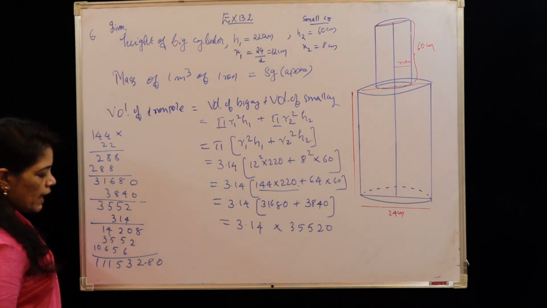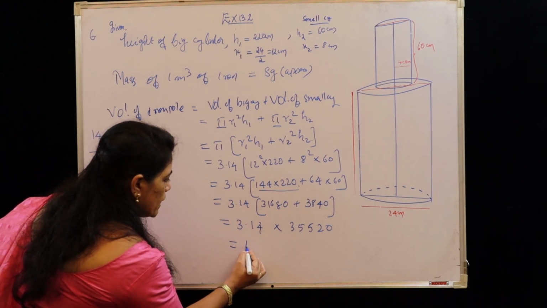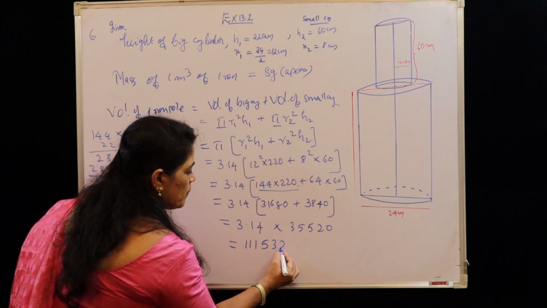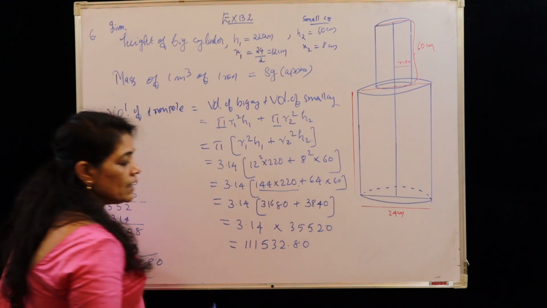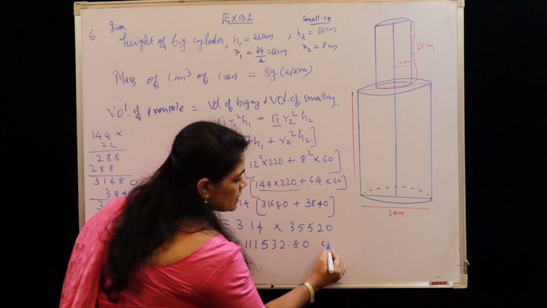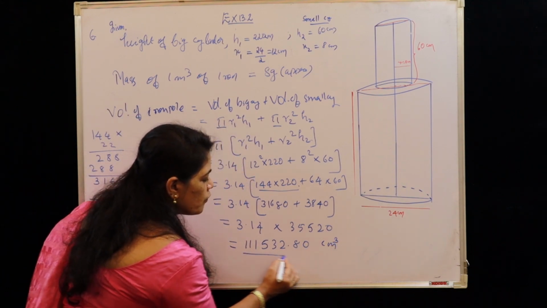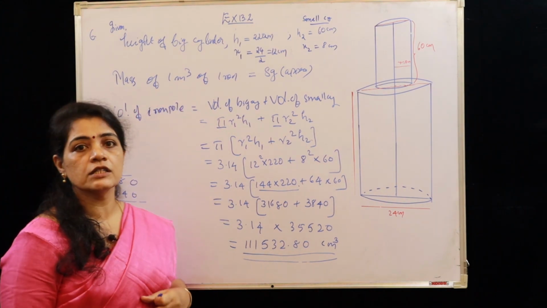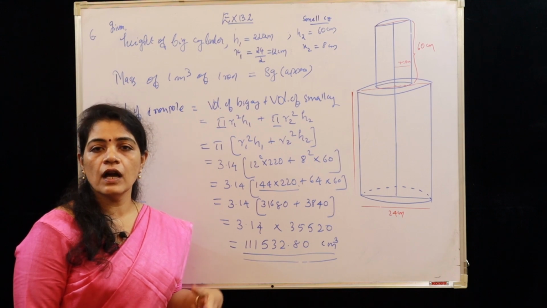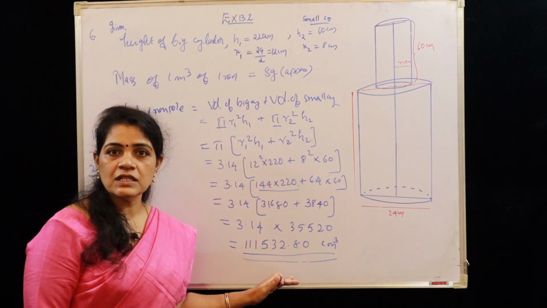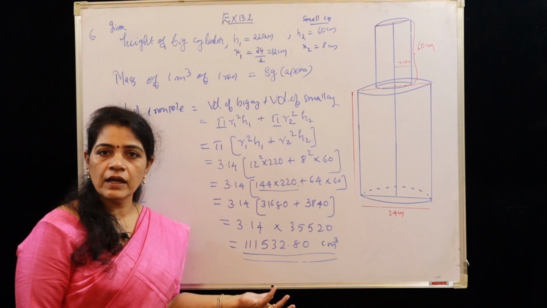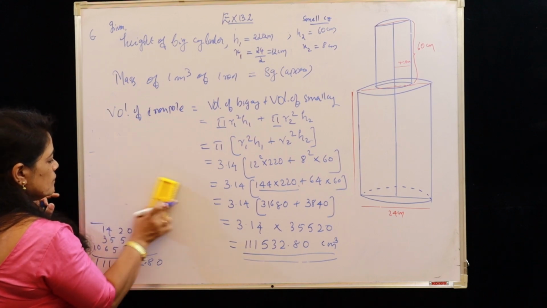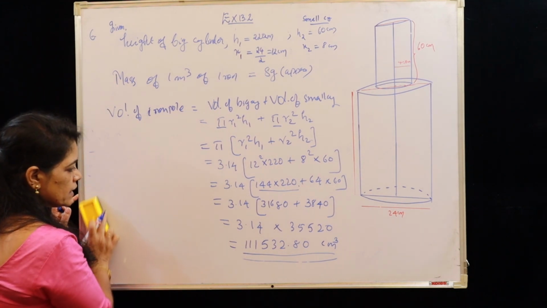So this is the answer, that is 111,532.80 centimeter cube. This is the volume of the iron pole. But what we have been given is the mass of 1 centimeter cube of iron as 8 grams. So we have to express this in gram by multiplying with 8. Okay, so we are going to multiply, so that it can be expressed in gram.